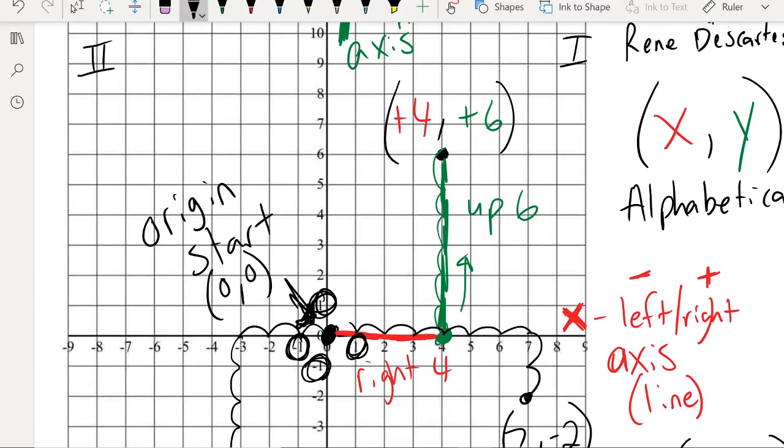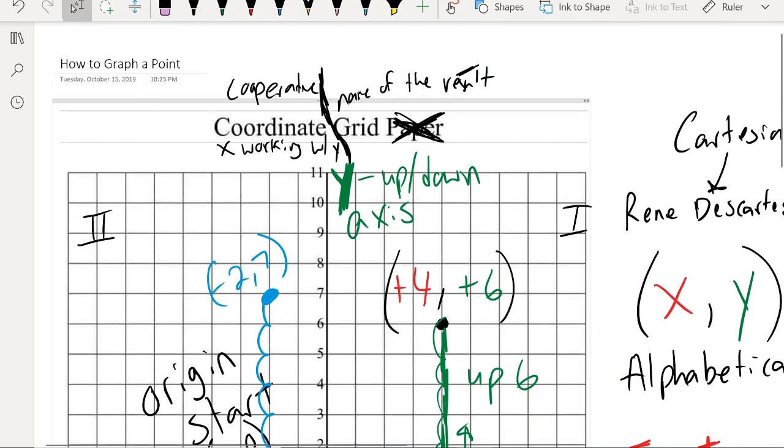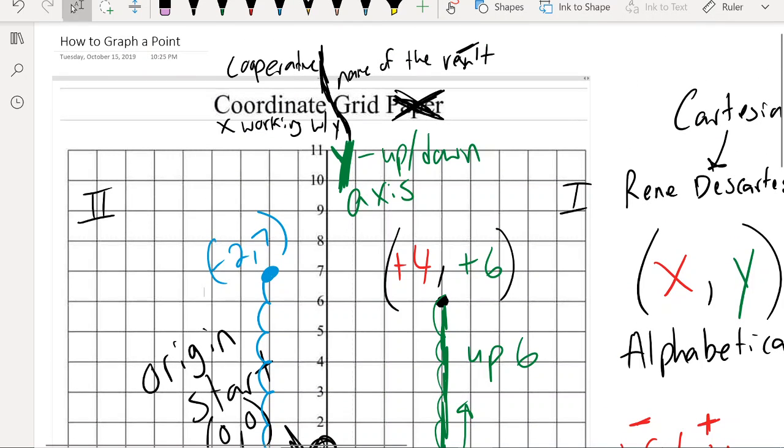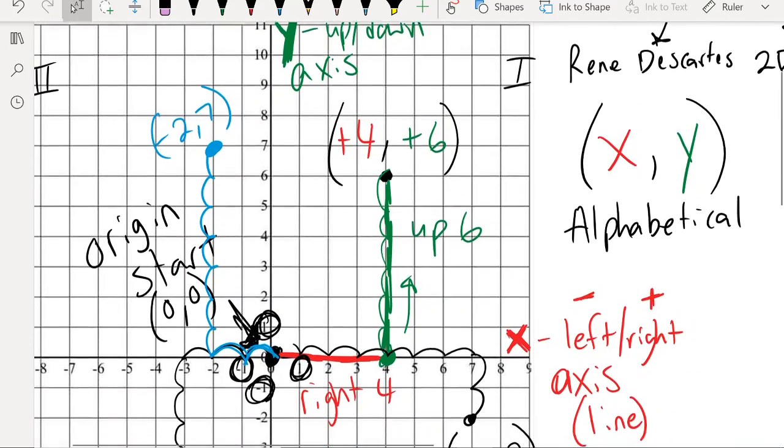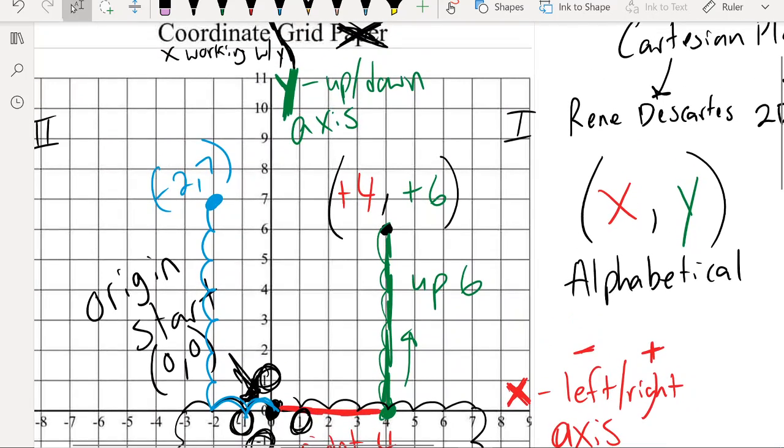So left 2, let me change color so I don't get it confused here. Left 2, right? 1, 2, 1, 2, 3, 4, 5, 6, 7. Right here. So this point right here is -2, comma 7. Okay, and that's pretty much it. That's how you plot points: you either start with the point and you travel to it, or you start with the numbers and you use those as directions for your travel.